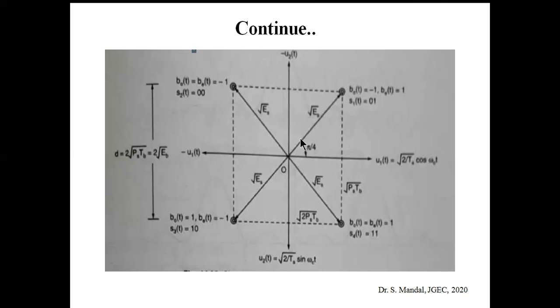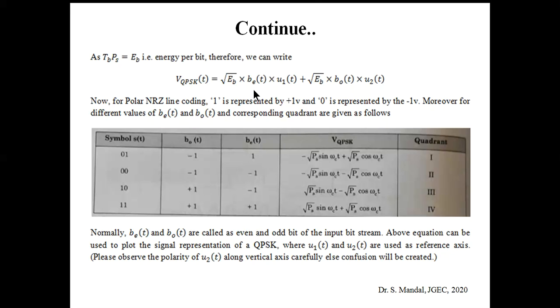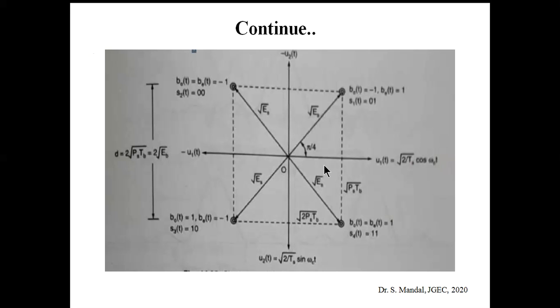Now as the initial phase angle is pi by 4, obviously the angle from the first reference axis u1 is pi by 4, and this one is 3 pi by 4, this one is 5 pi by 4, and this one is 7 pi by 4. Okay, now clear, the distance between the origin and each point is root over Es, root over Eb, this one. So this one is the root Eb.